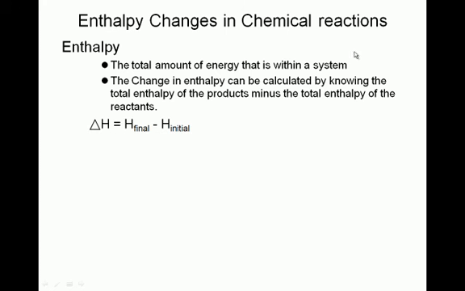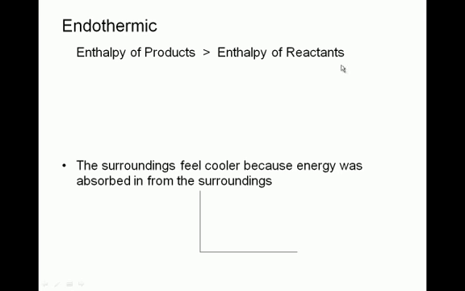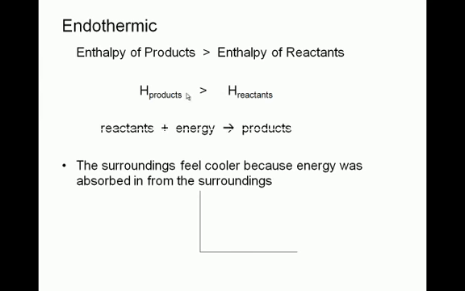Now let's talk about a few different types of reactions. The first one we're going to talk about is an endothermic reaction. An endothermic reaction is when the enthalpy of the products is greater than the enthalpy of the reactants, or in other words, H products is greater than H reactants. If we were to have a balanced equation of this, it would look something like this: reactants plus energy makes products. So energy is going to be on the reactant side.